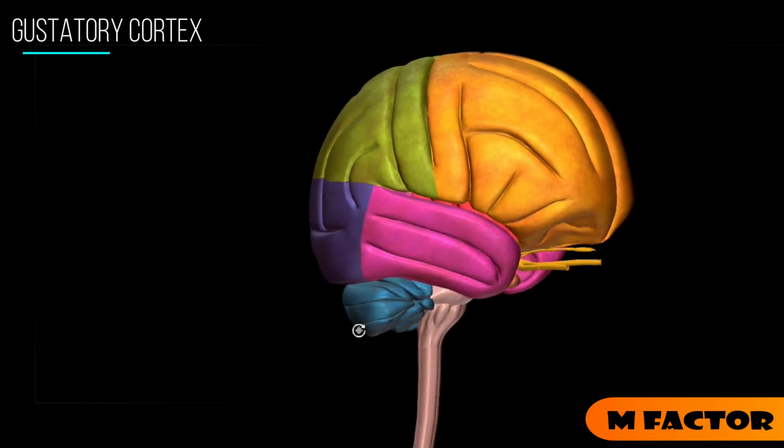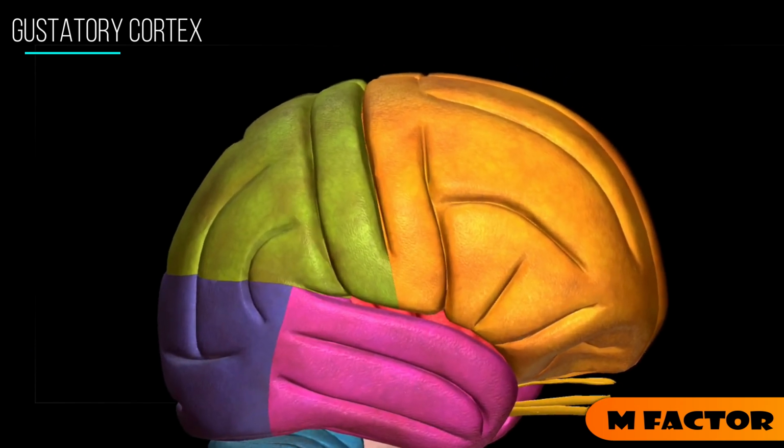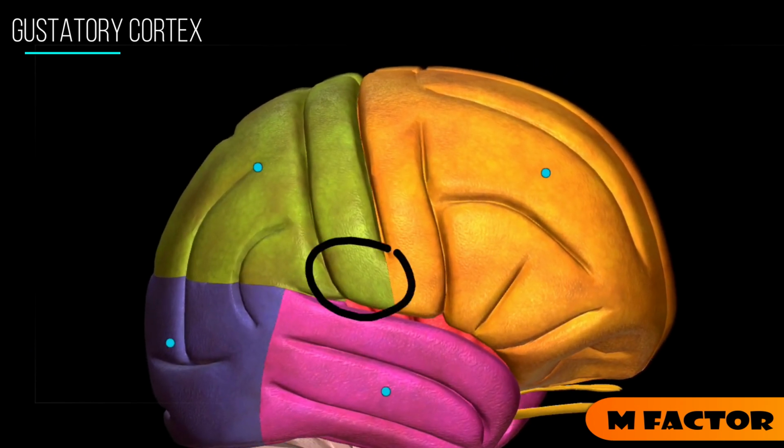Next is the gustatory cortex. The gustatory cortex is in the dorsal wall of the posterior ramus of the lateral sulcus, with extension to the insula, and corresponds to Brodmann's area 43.